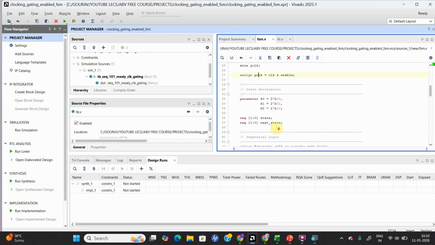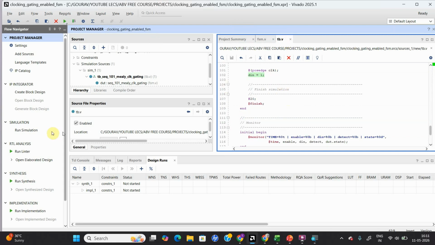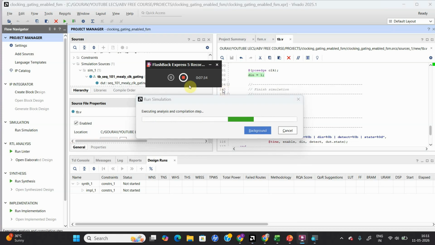Normally, you write always @(posedge clock), right? So this always block will keep getting triggered, and it is going to check for the reset condition, or whether it is 1 or not, and it keeps on checking like that. So that's the reason we use clock gating for optimizing the power. So let's run the simulation over here and check what we are going to get.